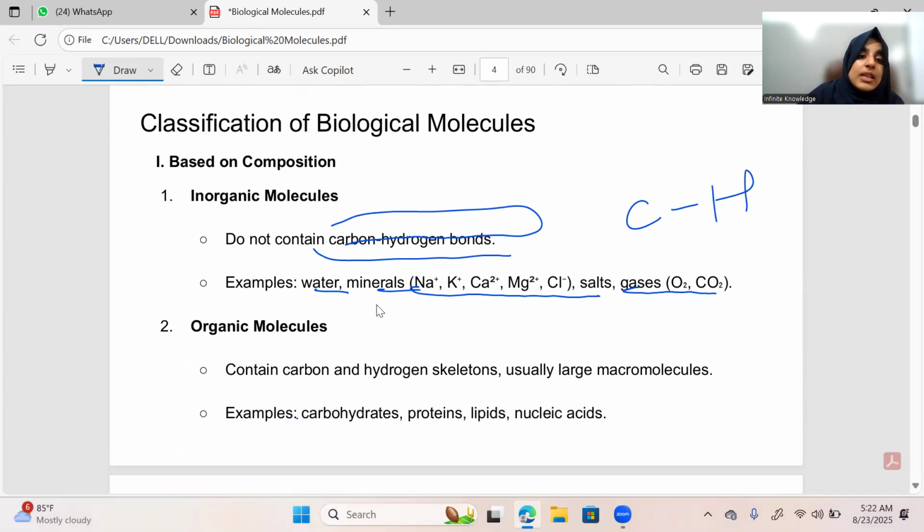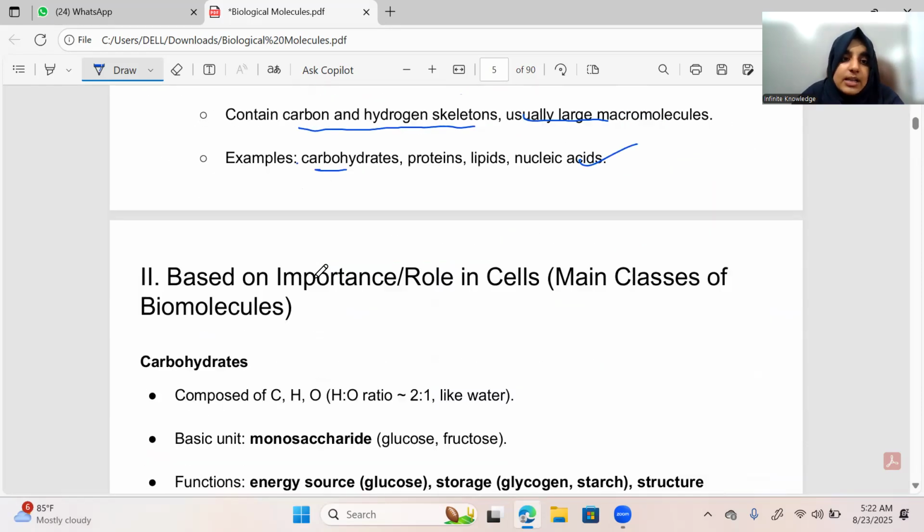Next, we have organic molecules. Organic molecules contain carbon and hydrogen skeletons, and these are large macromolecules. Examples are carbohydrates, proteins, lipids, and nucleic acids, which are the basic food groups that we have.